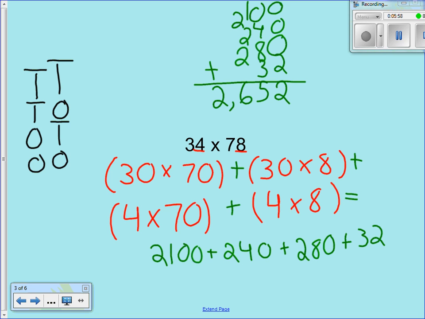So I get my answer of 2,652. This is the break apart method for multiplication. We can use this for larger numbers, but it becomes more difficult. In the next tutorial, I will show you an easier way to organize this to make it a little bit easier.